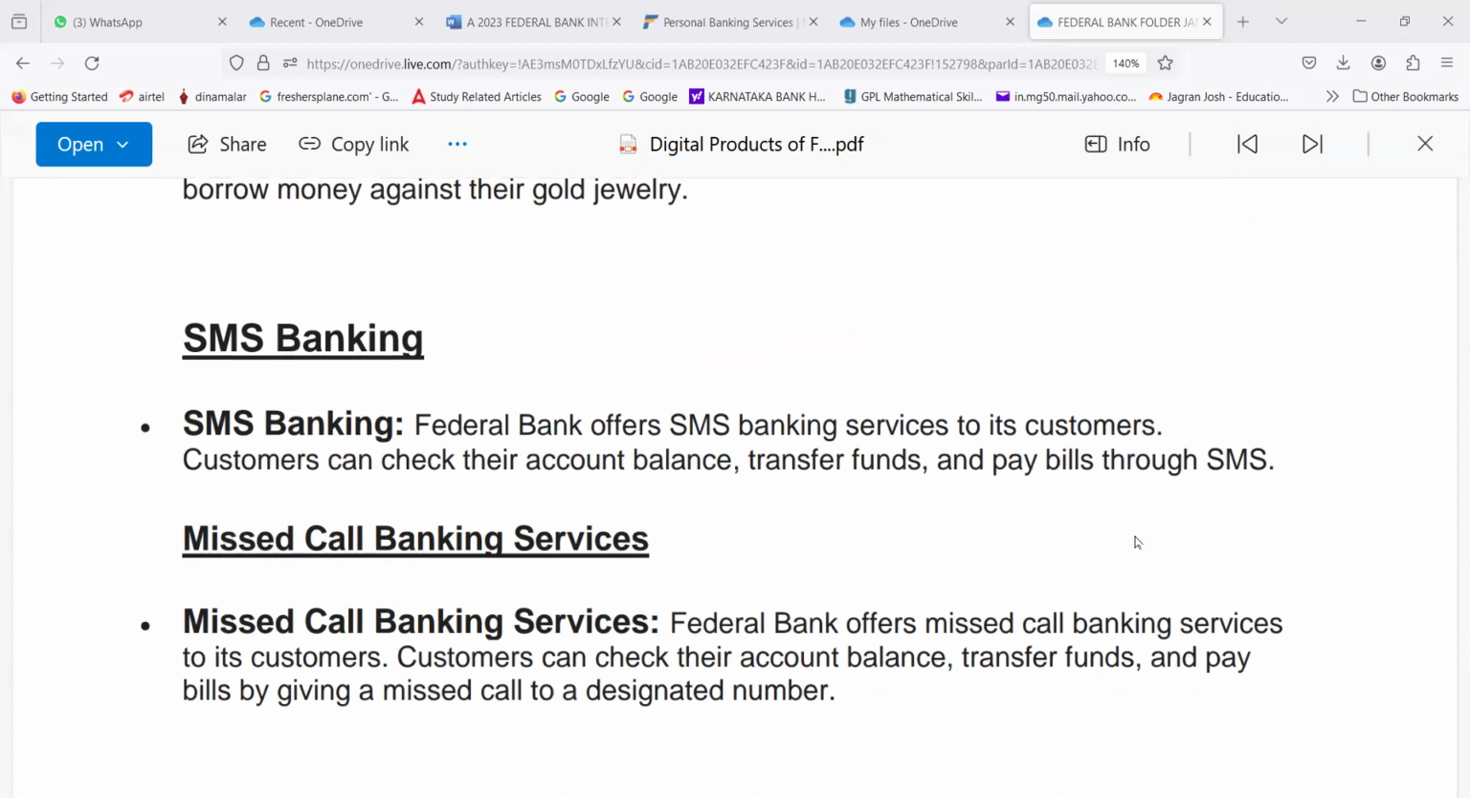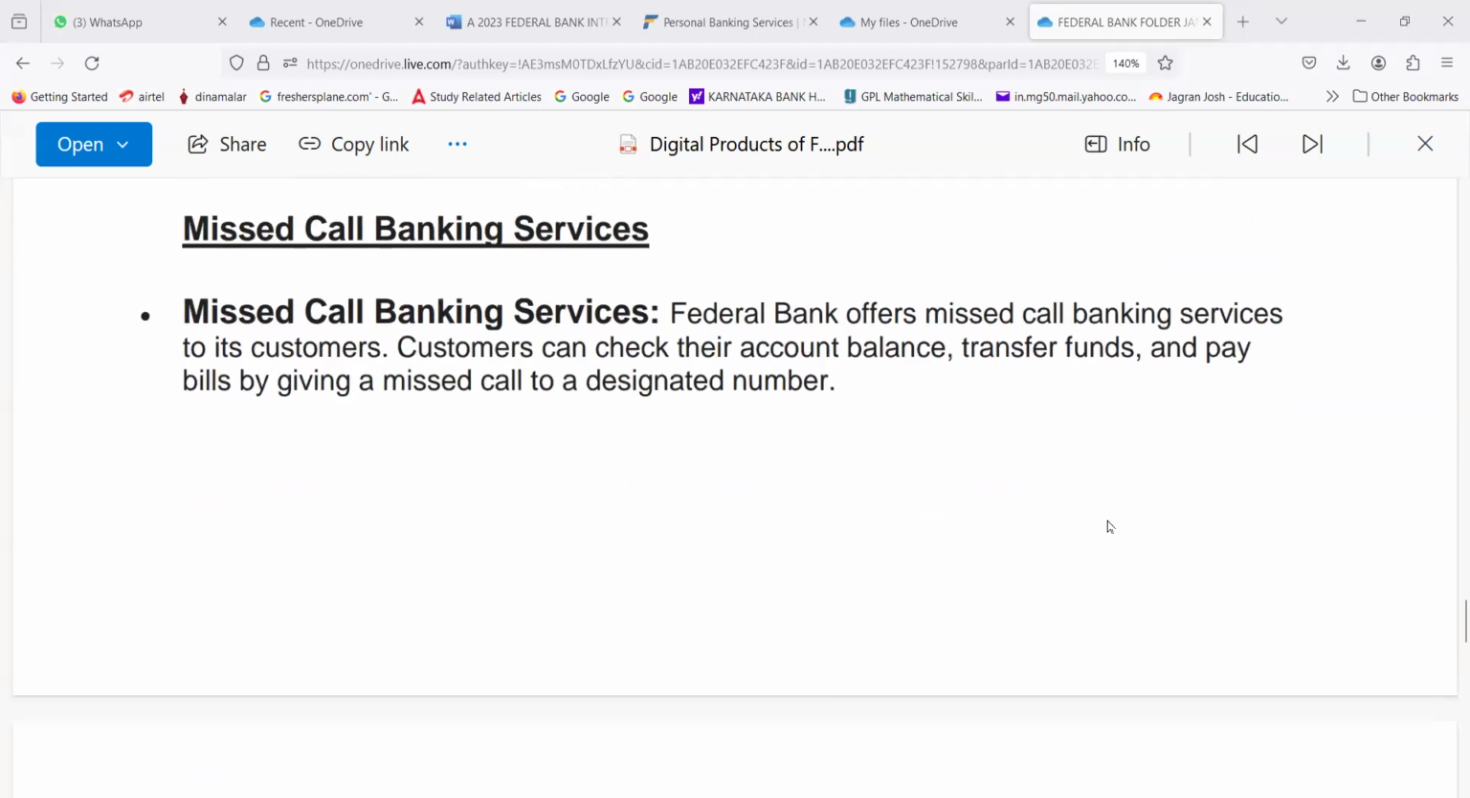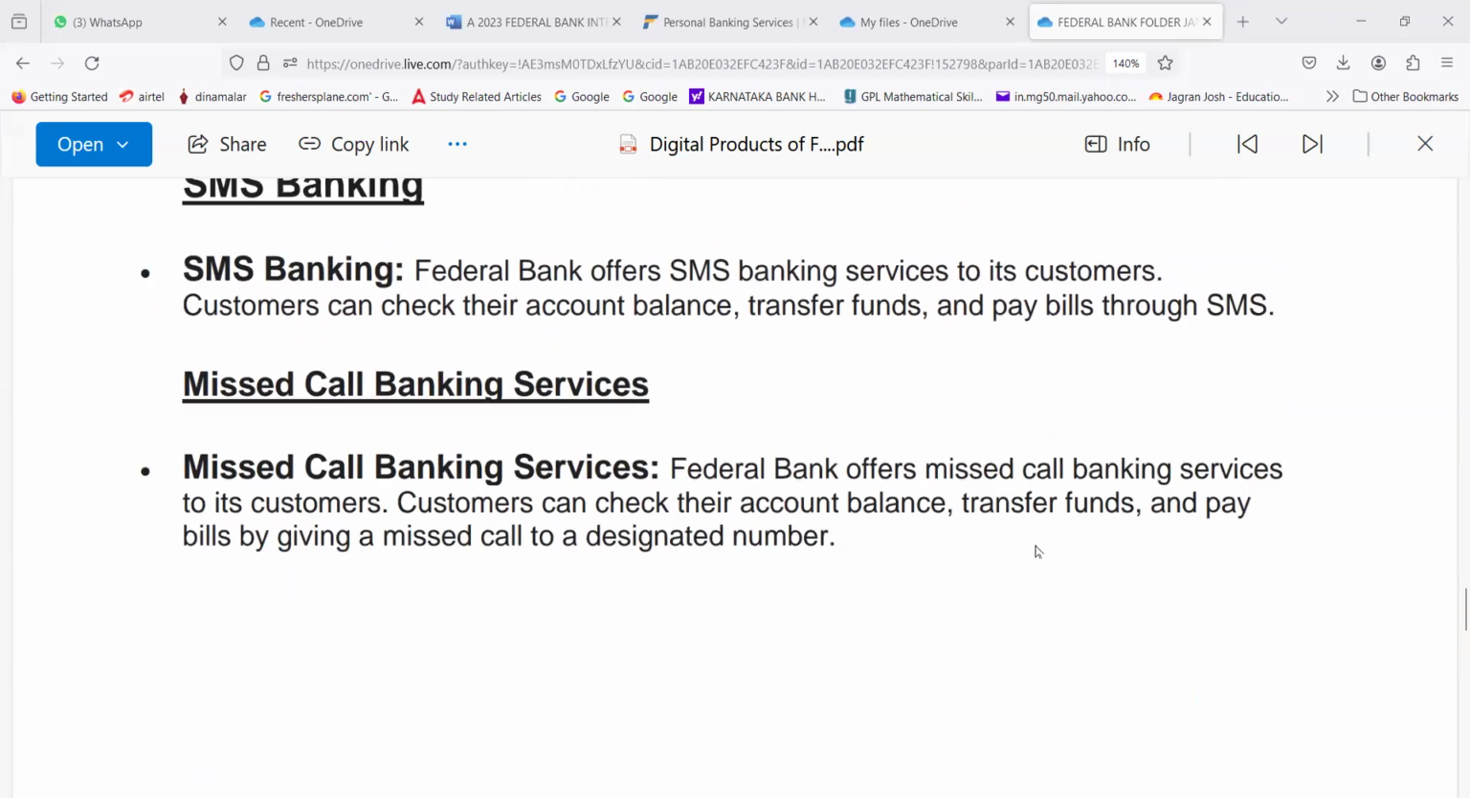SMS banking. Federal Bank offers SMS banking services to its customers. Customers can check their account balance, transfer funds, and pay bills through SMS. Missed call banking services. Federal Bank offers missed call banking services to its customers. Customers can check their account balance, transfer funds, and pay bills by giving a missed call to a designated number.